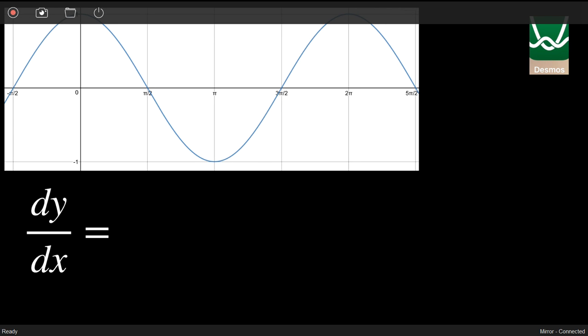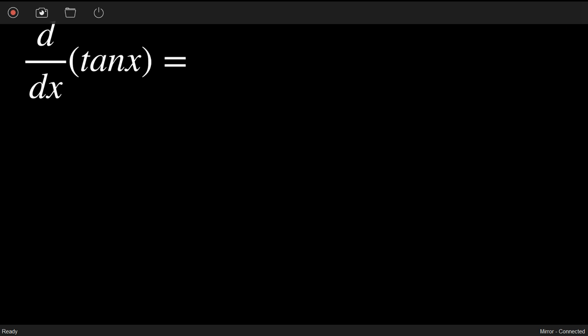All right, so the next one we're going to take a look at is the derivative of cosine. Okay, well, this is your cosine curve, and let's just go ahead and go straight to Desmos and get a pictorial for what this looks like.